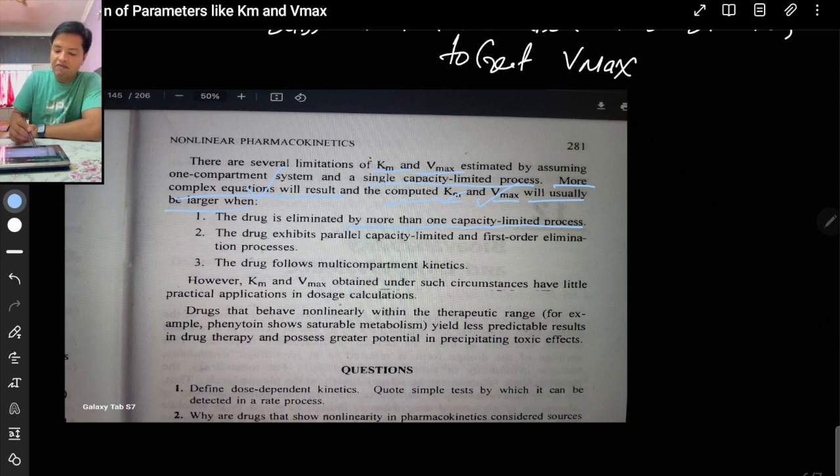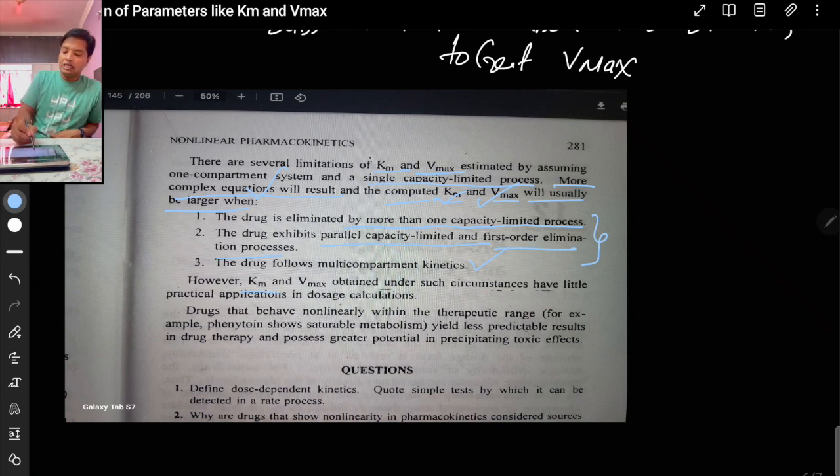If the drug exhibits parallel capacity limited and first order elimination processes, then also we'll get this problem. Then if the drug follows a multi-compartment model instead of a one compartment model, then also we'll get complex equations and larger values for Km and Vmax. If you want to find out which compartment model the drug follows, you need to find the values of Km and Vmax. If the values are very large, you can say the drug is following a multi-compartment model or maybe any reason among these three. That's how we are getting the larger Km and Vmax values.